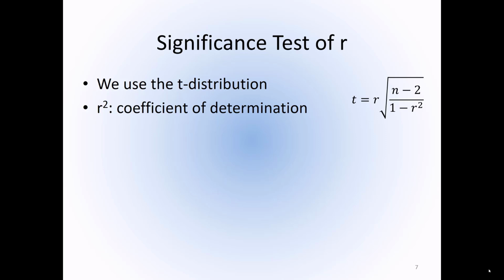Now, something important for this particular test of significance of our correlation coefficient is that the degrees of freedom equals n minus 2. So for our t-tests, our degrees of freedom were n minus 1. Here, our degrees of freedom are n minus 2. So it's important to kind of keep track of these things.